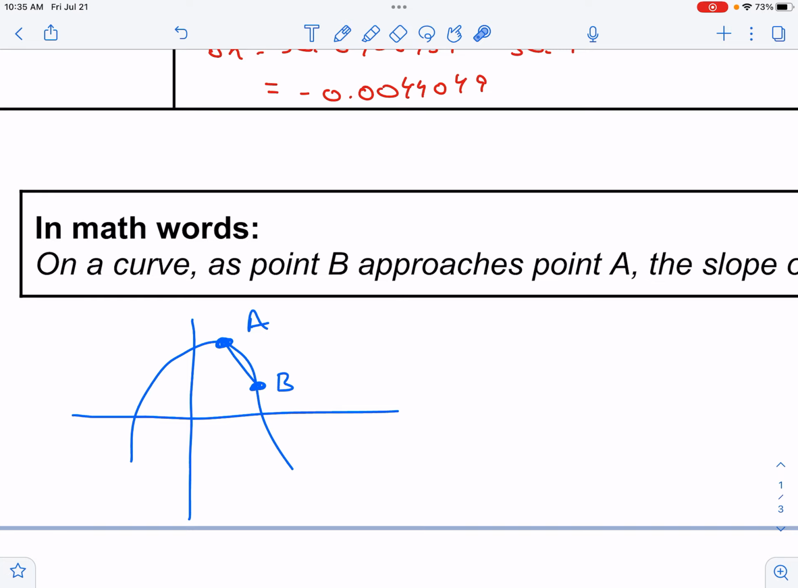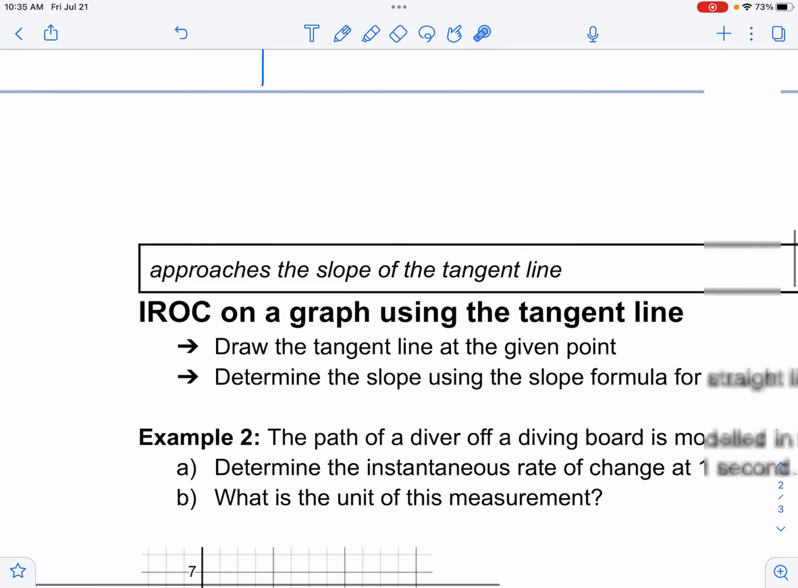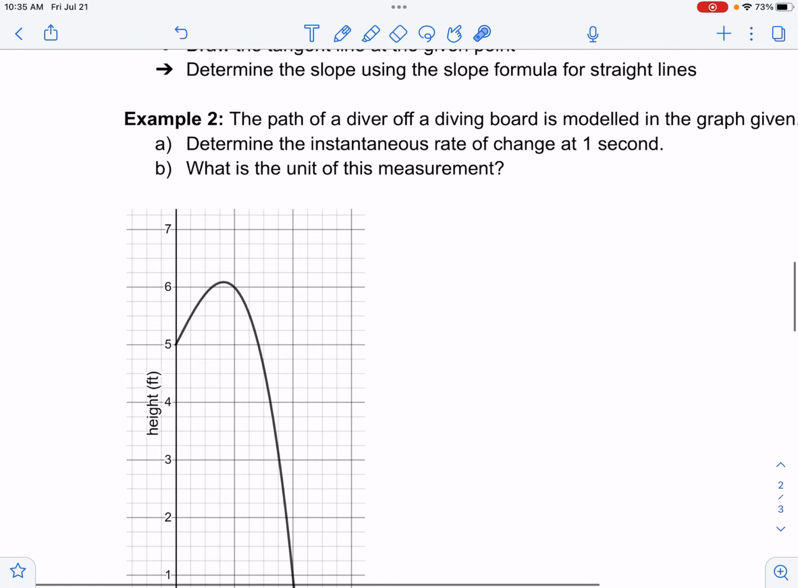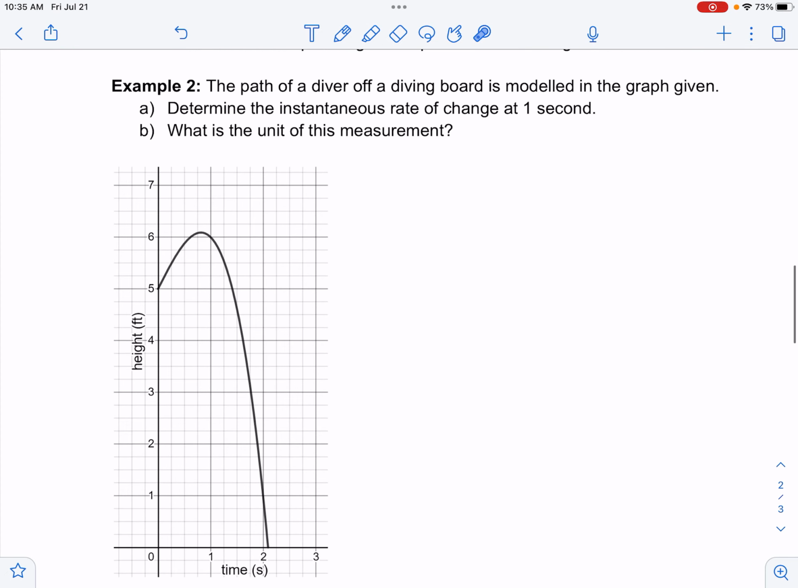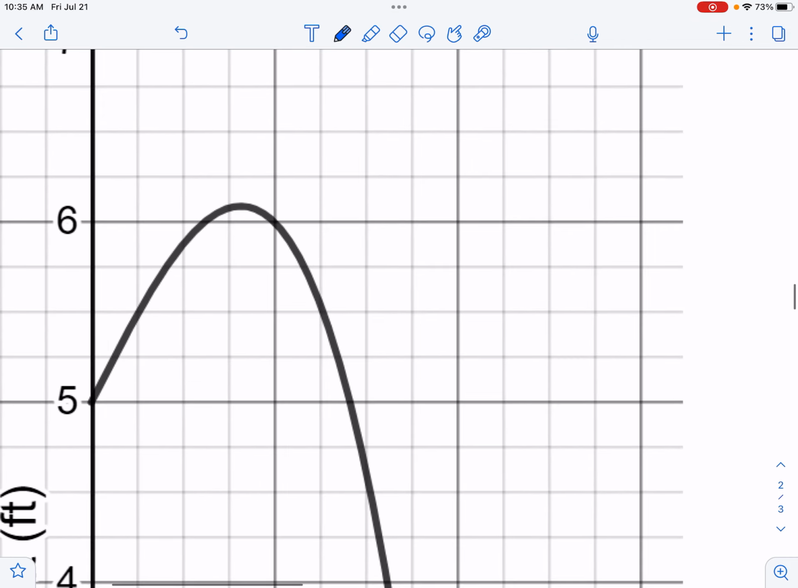Okay? A tangent line, if we look at a graph here, we'll use this graph. Here we're being given an example where the path of a diver off of a diving board is modeled by the graph below. We need to figure out what the instantaneous rate of change is at 1 second, which means we're looking for the tangent line. More specifically, the slope. I'm going to zoom in. This is the point right here we're interested in.